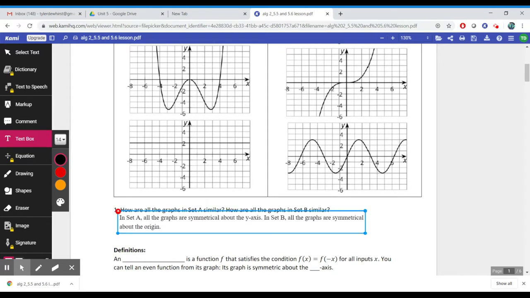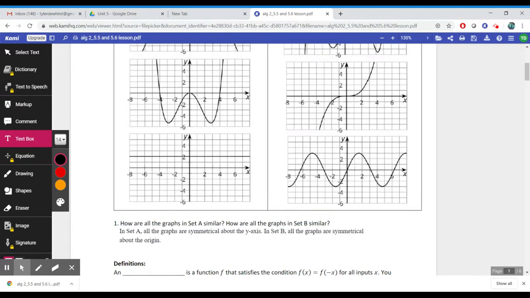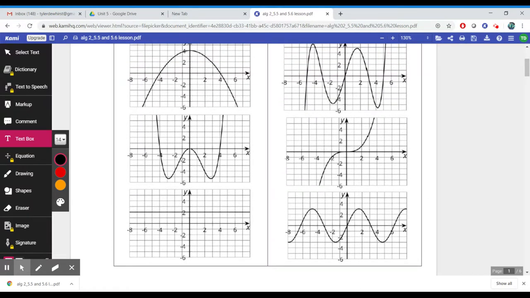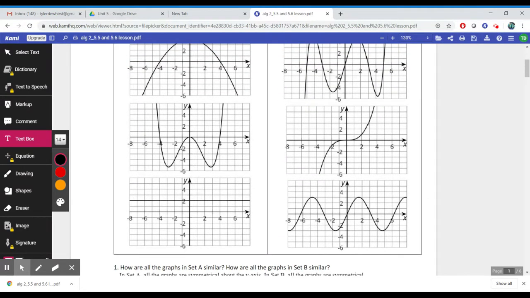Then I said in set B, all the graphs are symmetrical about the origin. So if we take a look at, let's use this middle one as an example, if we were to take each point on the right-hand side of this graph and draw a line directly through the origin and went the same distance through to the other side of the origin, there would be a point on the left half of the graph. We can also think of this as being a reflection across both the y and the x-axis.